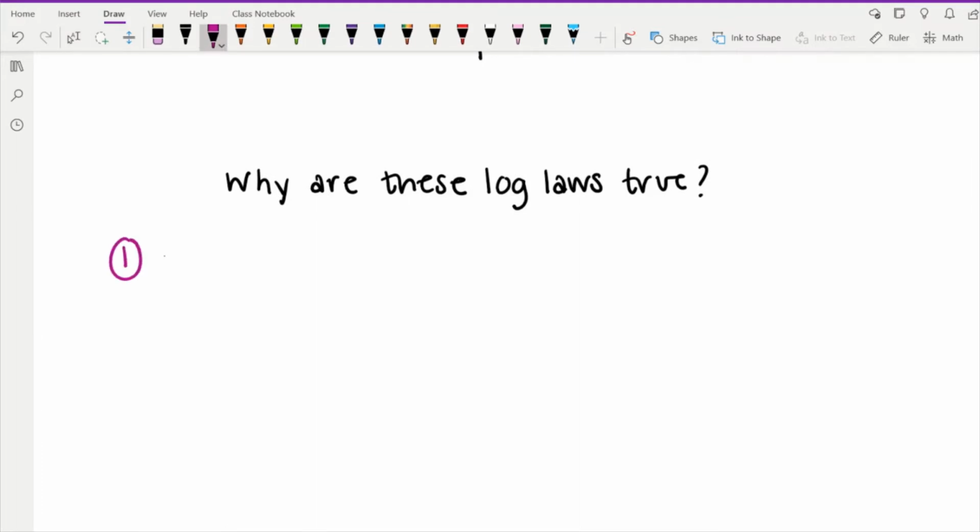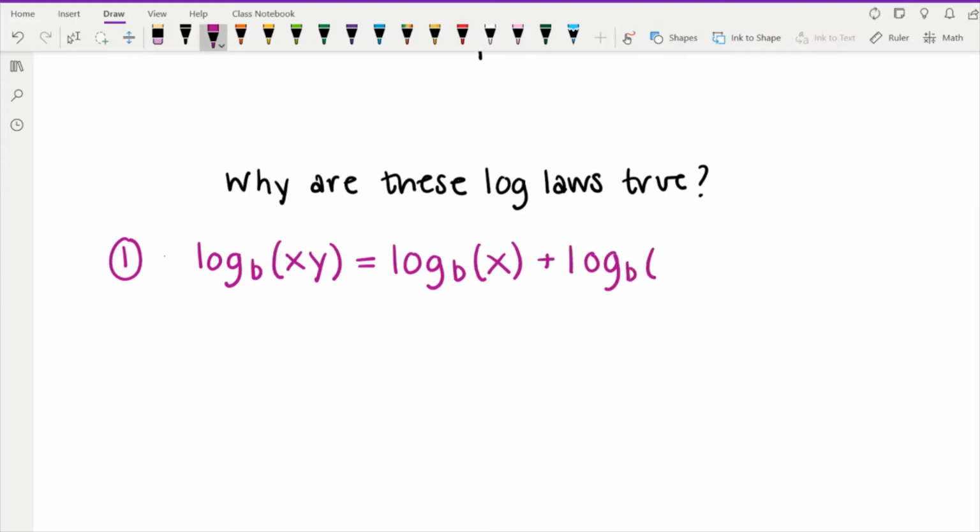So the first one, just to remind you, was the rule that said that if you're taking a logarithm of a product, we can split it up with addition, right? As a log of each of the two numbers that we were multiplying together. So how can we test this out? Well, we can choose to use numbers that we already know the answer for.